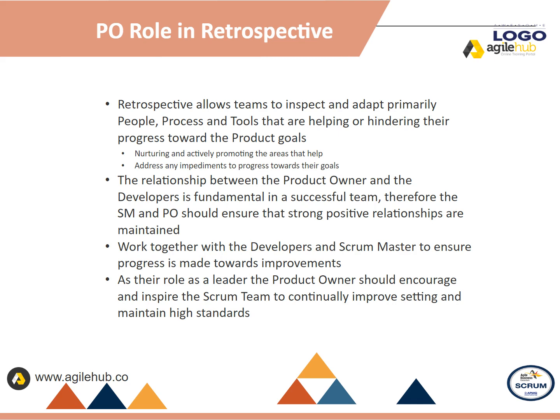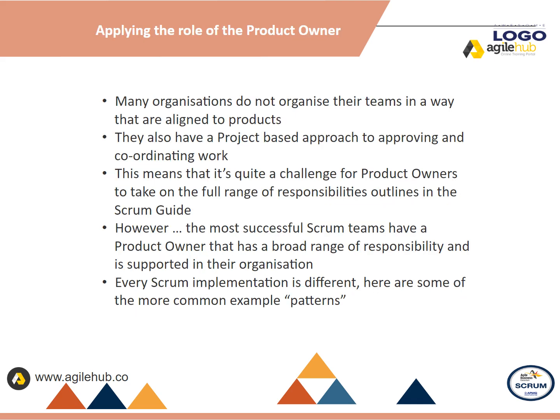The relationship between the product owner and the developers is fundamental in a successful team, therefore the Scrum Master and product owner should ensure that strong, positive relationships are maintained. Work together with the developers and Scrum Master to ensure progress is made towards improvements. As their role as a leader, the product owner should encourage and inspire the Scrum team to continually improve, setting and maintaining high standards.